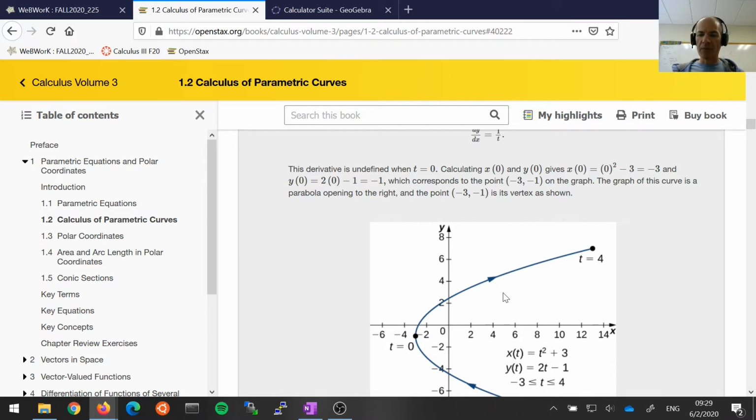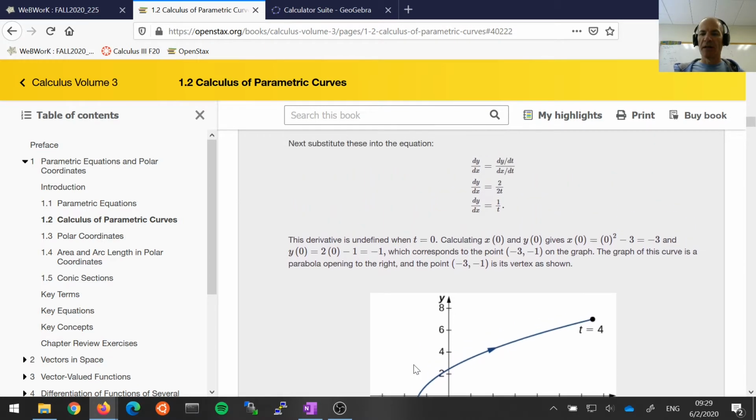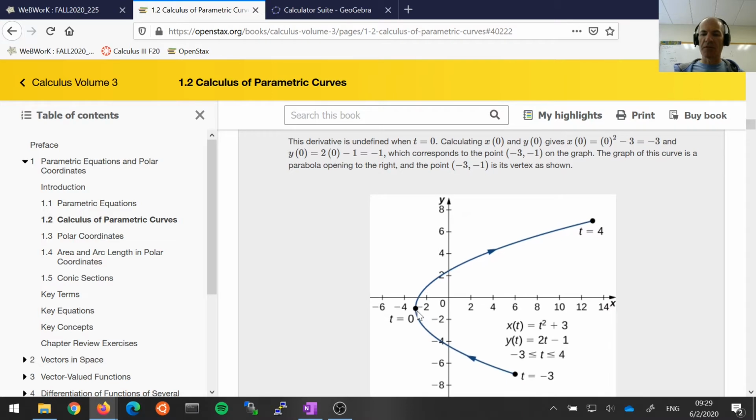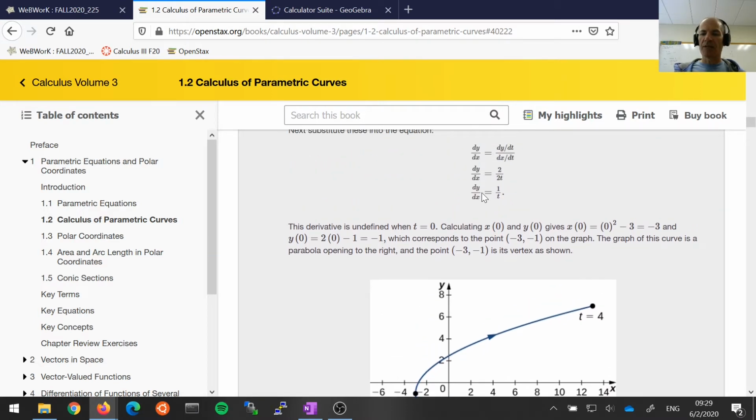So for example, let's say t is equal to 0. What's the slope of the tangent line here? Well, it's vertical, so we would expect this to be undefined here. And indeed, if you do plug in t equals 0, which corresponds to this point, dy/dx is undefined.